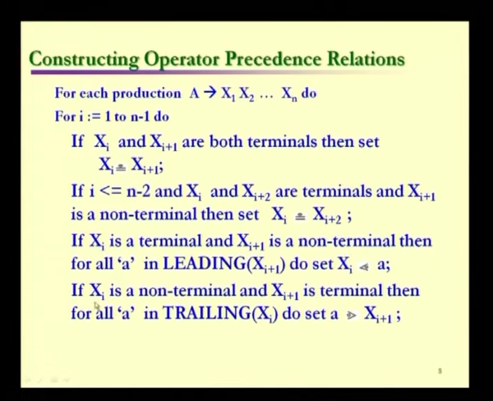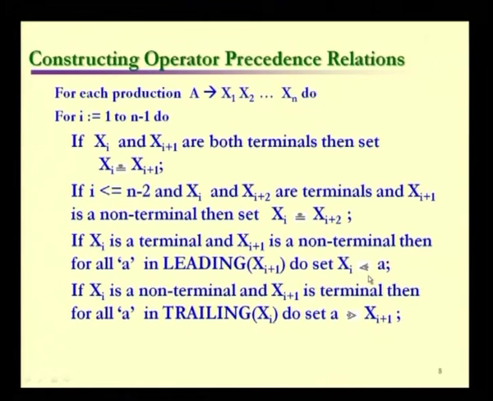And in reverse, if xi is a non terminal, that is first we have a variable and then followed by a terminal, that is xi plus 1 is a terminal, then for all a in trailing of xi we have to set a is greater than xi plus 1. So, this is a trailing set computation, and the relationship is greater than. Which says that the handle ends with a and the handle has nothing to do with xi plus 1. So, that is denoting the right end of the handle, whereas the previous one was denoting the left end of the handle.